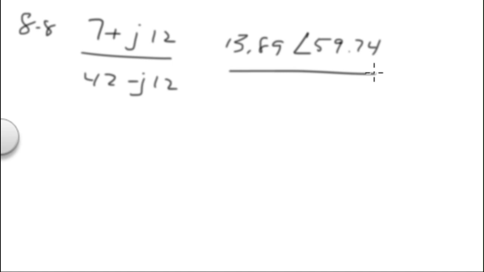The denominator, 42, 12 is 43.68 at an angle minus 15.94. So it's 13.89 divided by 43.68, or 0.317.